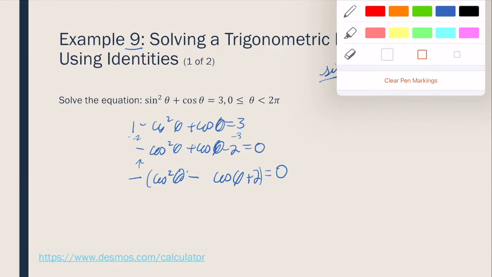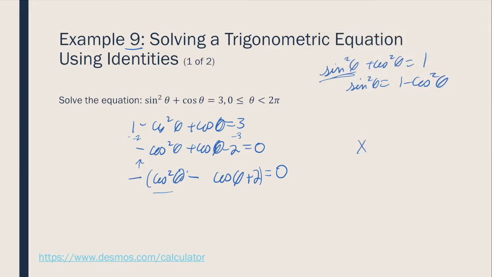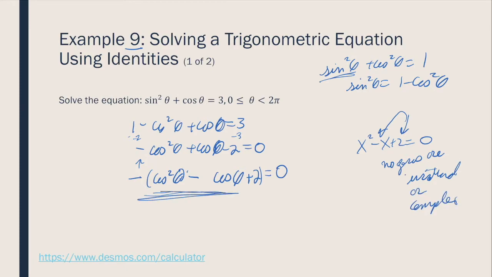So let's see if I can factor this. Think about if I had x squared minus x plus 2 equals 0. Are there any factors of 2 that add up to negative 1? No, so this can't be factored using our standard method, which means it's going to have zeros that are irrational or complex. So let's take a look at the graph of this in Desmos.